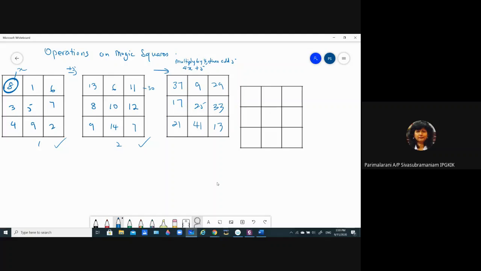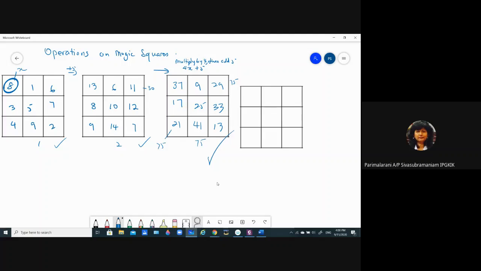Now let's check, is this a magic square? 37, 30, 40, 50, 60, 68, 75. Okay, we have 75. The diagonal, 20, 30, 40, 50, 60, 75 also. Okay, the row 40, 50, 60, 75. So this is also a magic square.